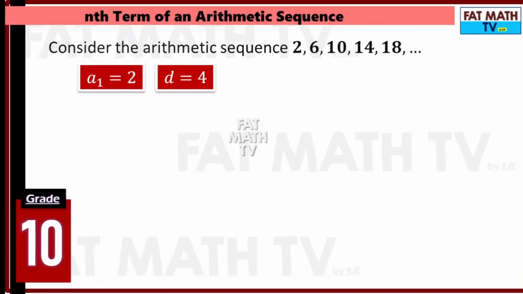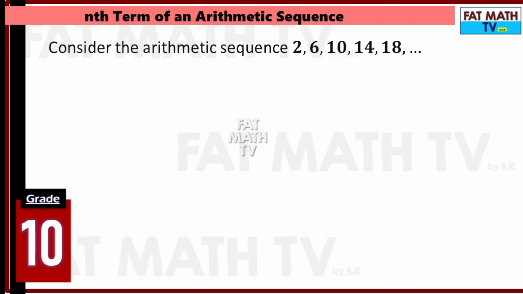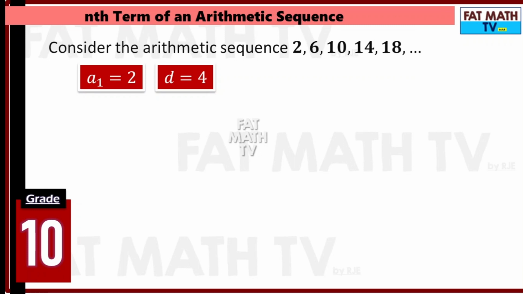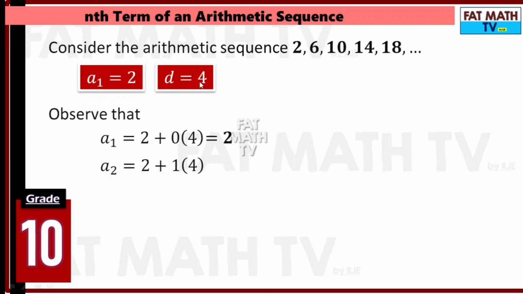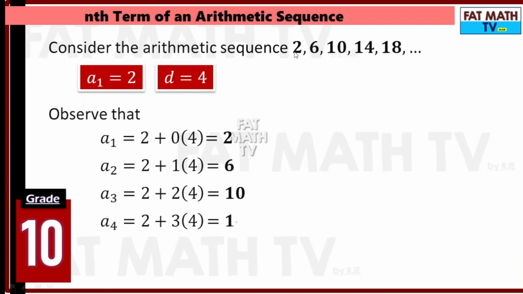Consider the arithmetic sequence 2, 6, 10, 14, 18, and so on. Our first term here is 2. We call that a sub 1 for the first term. To get the next term, you have to add 4, so we have here a common difference of 4. If you observe, the first term is 2, that is by adding a 0 difference. No difference yet because that's the starting point.